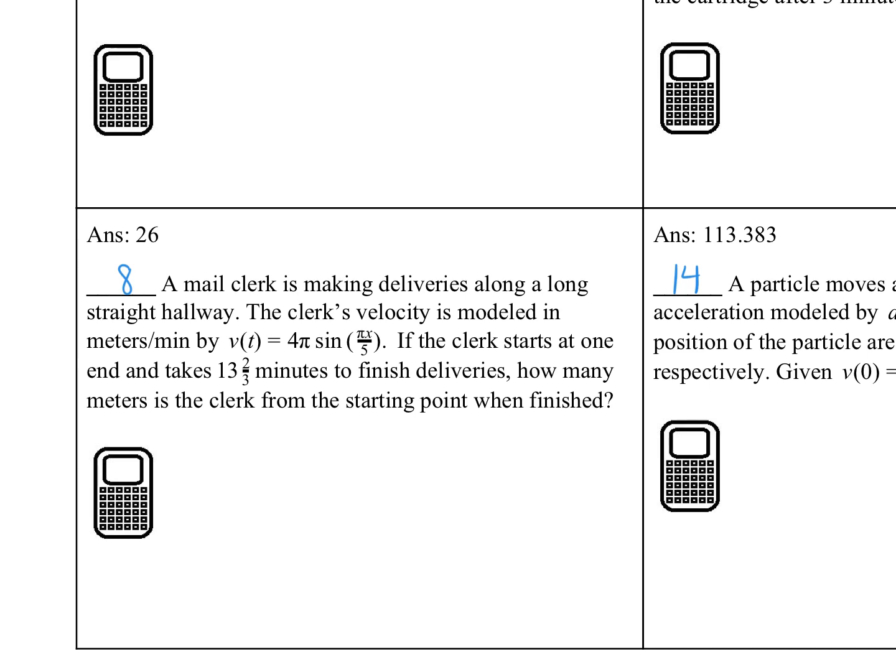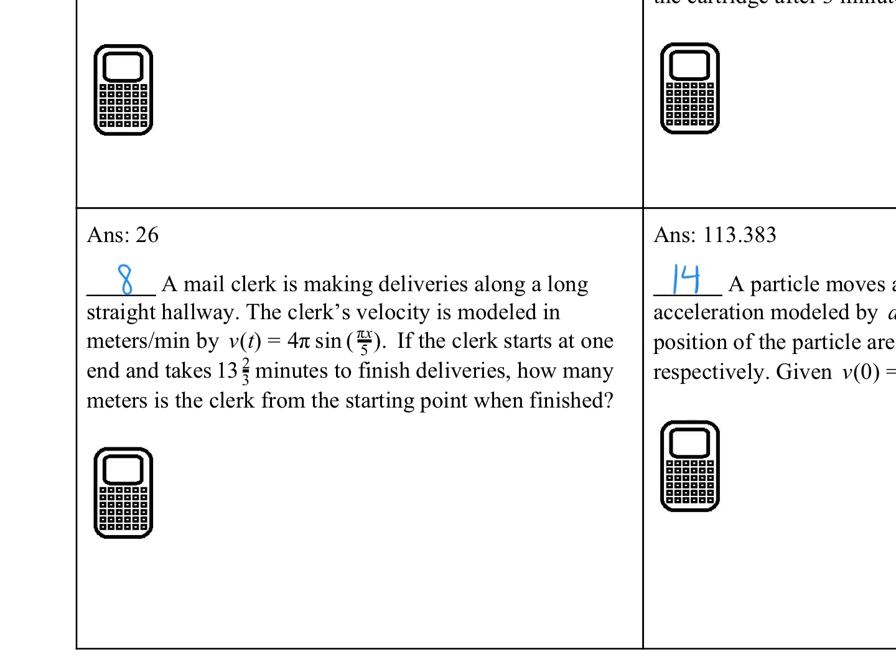Okay, so number 8 says a male clerk is making deliveries along a long, straight hallway. The clerk's velocity is modeled in meters per minute by the velocity. And there's your function. If the clerk starts at one end and takes 13 2/3 minutes to finish deliveries, how many meters is the clerk from the starting point when finished?